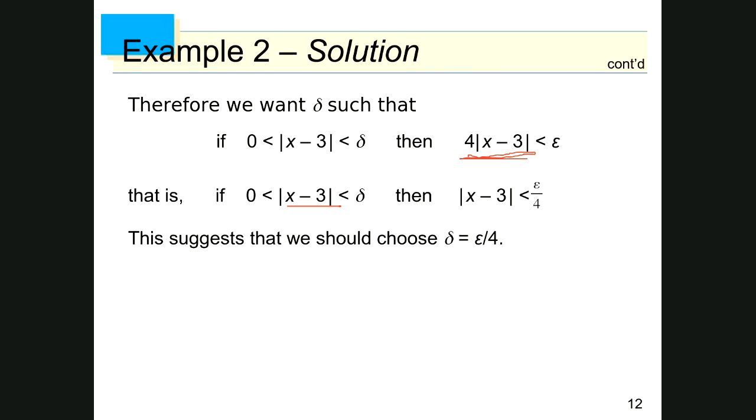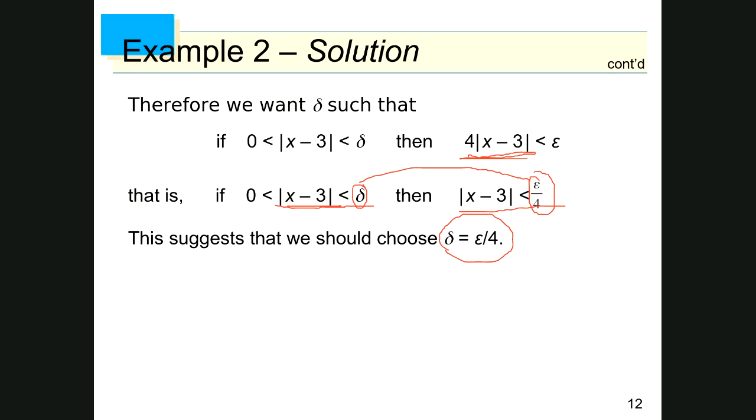Now look at this statement here, and this one here. You already see the relationship between delta and epsilon. This suggests that we can choose, and this is so important, we can choose our delta to be epsilon over 4. You can see, because here we have the distance between x and 3 is less than delta, and the distance between x and 3 is less than epsilon over 4. Therefore, it suffices that we choose delta to be epsilon over 4.